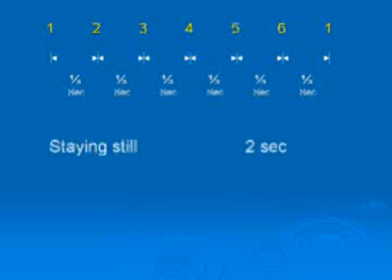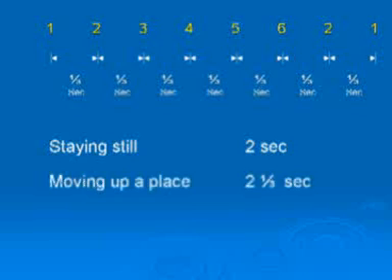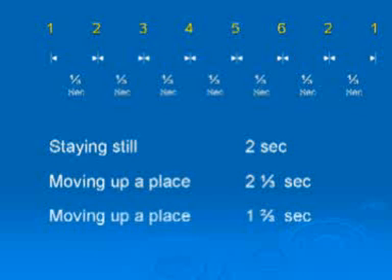So if your bell is staying still, as in rounds, your bell is striking every 2 seconds. But if it's moving up a place, there are 7 gaps, which means it's striking every 2 1/3 seconds. And if it's moving down a place, it's striking every 1 2/3 of a second, which is quite an abrupt change of speed. This theory is known as the 3 basic speeds of ringing.